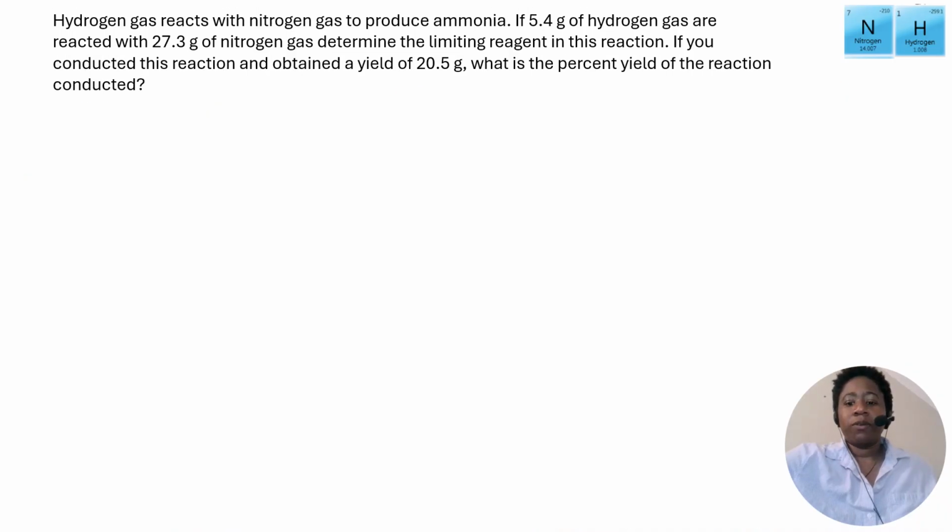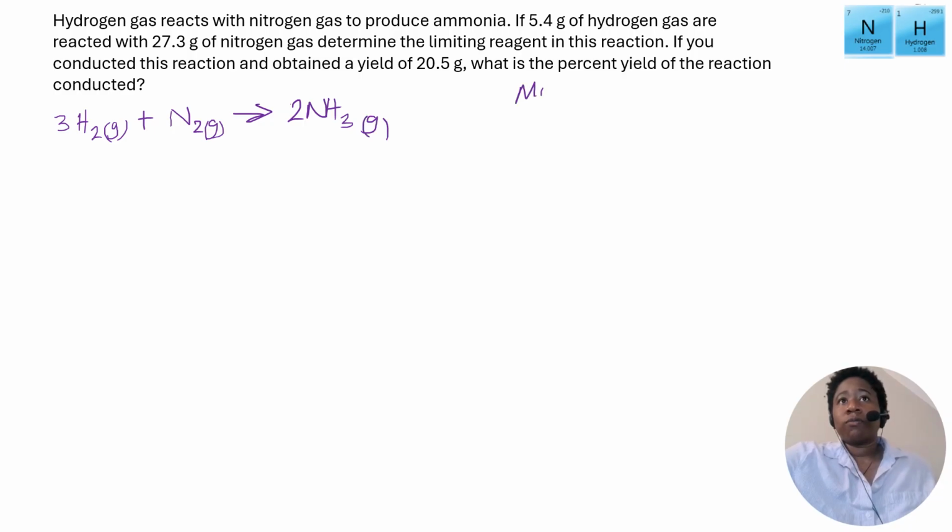So we calculated the moles of each reactant present. So let's look at what we've done so far. We derived our balanced chemical equation between hydrogen and nitrogen to form ammonia. And we calculated the number of moles of hydrogen and nitrogen present. And if you recall, hydrogen 2.68 moles and nitrogen 0.97 moles.